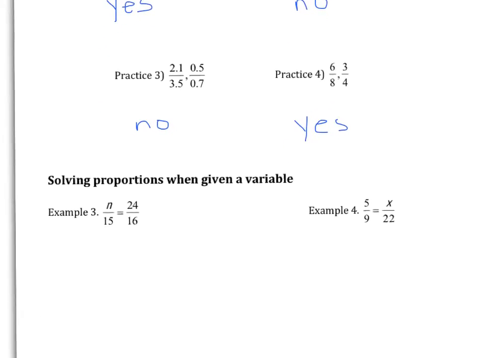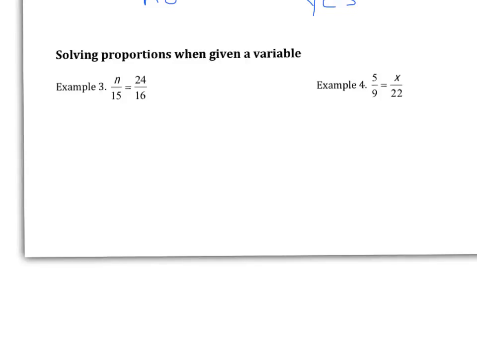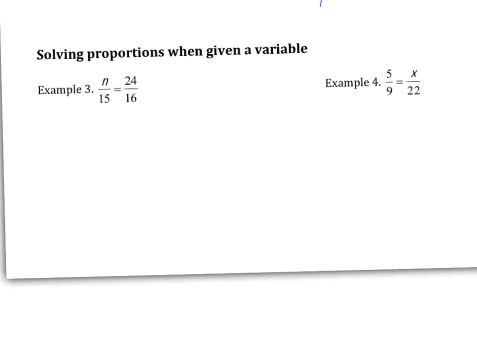Okay, next we're going to move on to solving proportions when you're given a variable. Solving a proportion when you're given a variable. So this is very similar, but just slightly different. We're still going to use cross multiplication, but this time we're solving for an unknown, a variable of some sort. So let's first try out some steps. Our step number 1 is to cross multiply. Step number 2 is to simplify. Step number 3 is to solve for your variable.